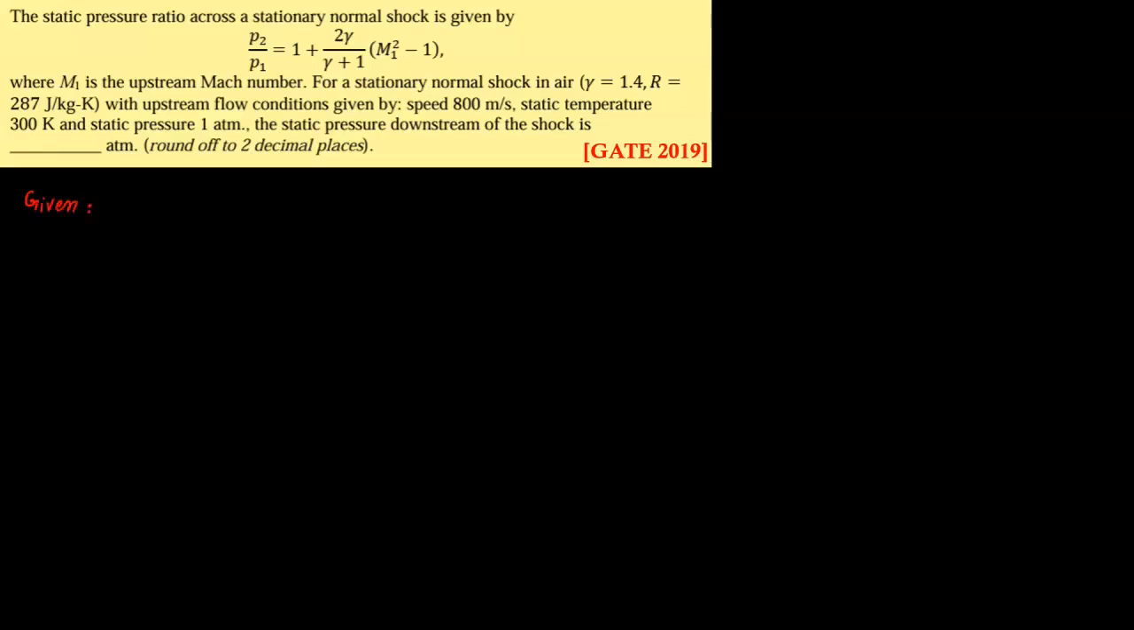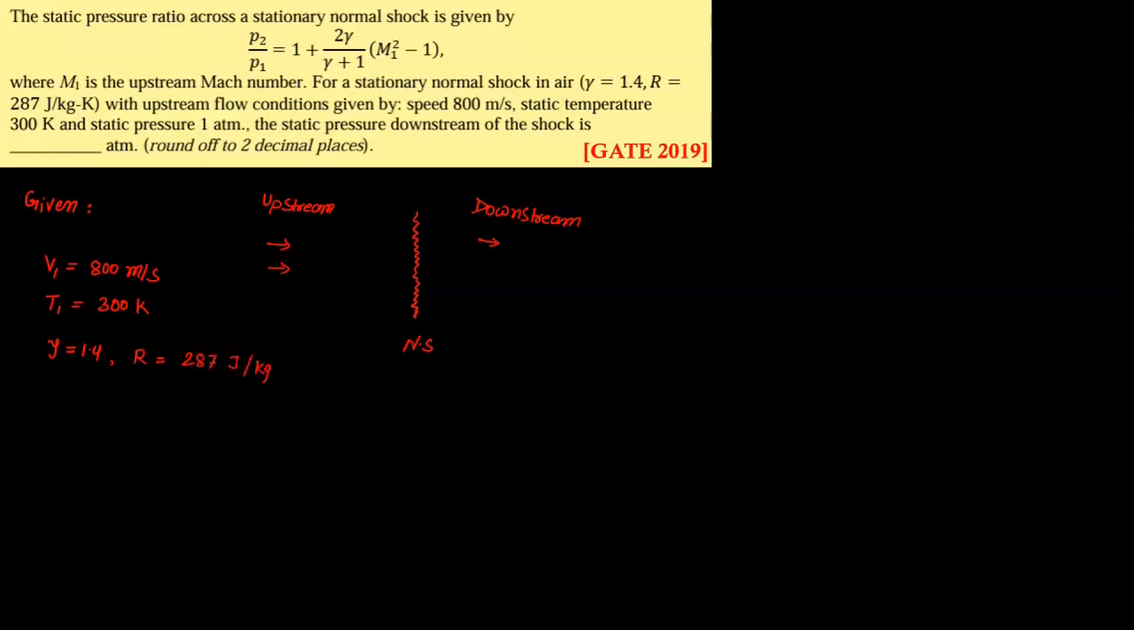So here we can draw, suppose this is the normal shock wave, and here we have the upstream condition of the flow, and here we will have the downstream condition, and the values are given for upstream. So here the speed, that is V1, is 800 meter per second, and the static temperature is given as 300 Kelvin, and the constant values like gamma is 1.4 and gas constant value is 287 joule per kg Kelvin.